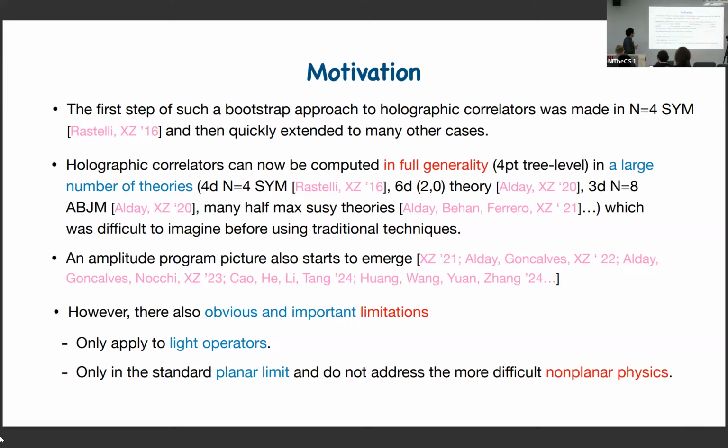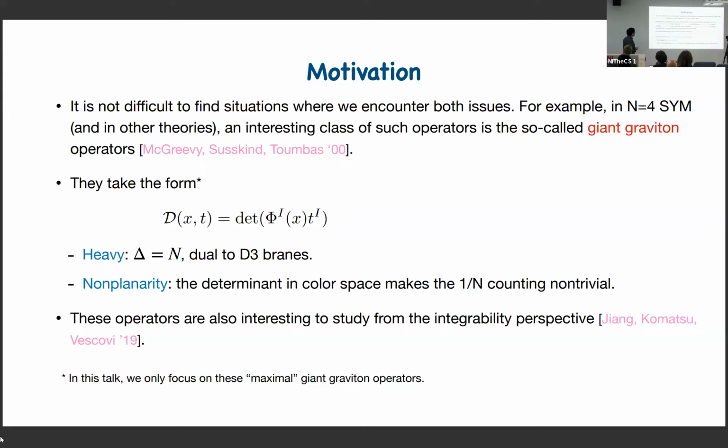One is that in the previous results, we only focused on operators which are light. Moreover, for example in N=4 super Yang-Mills, we were always working in the planar limit. But there's also very interesting physics when it's non-planar. And still in this canonical example of AdS/CFT, it's not difficult to find situations where we encounter those issues.